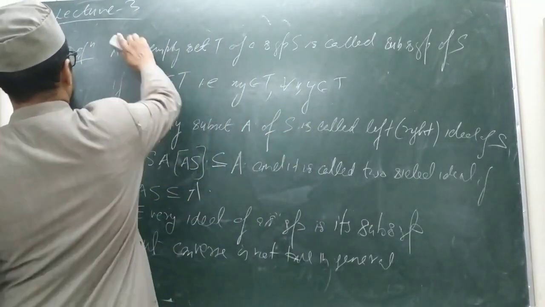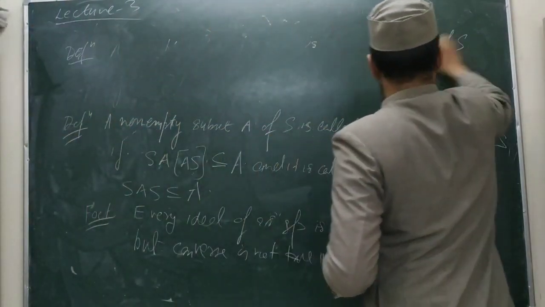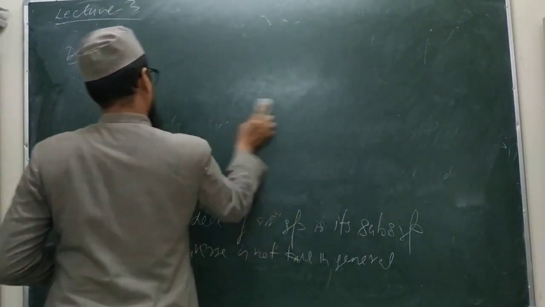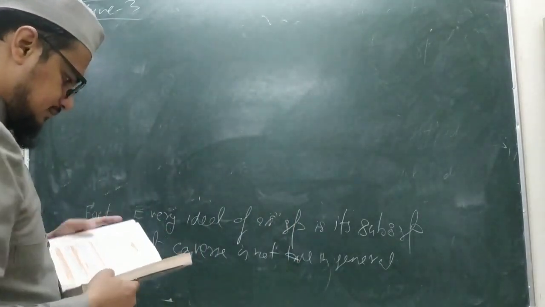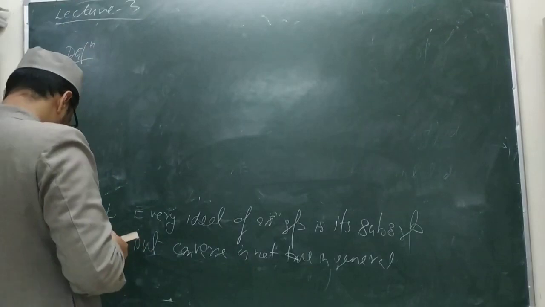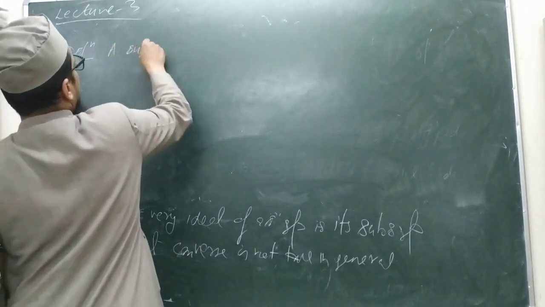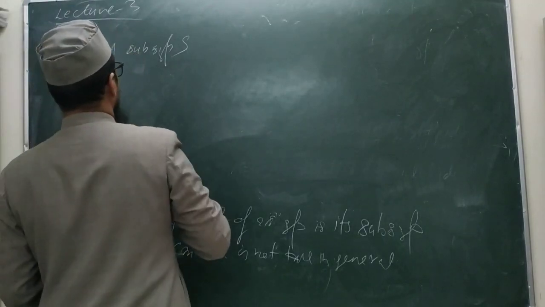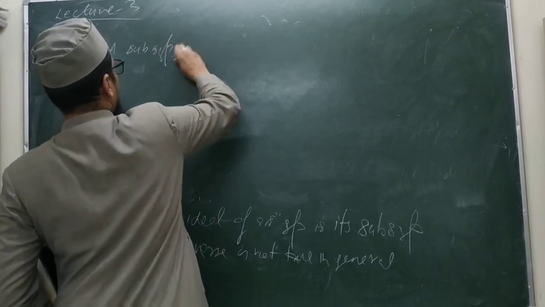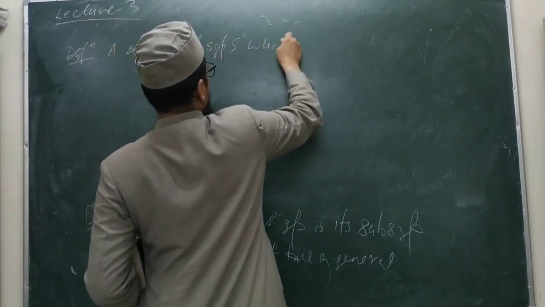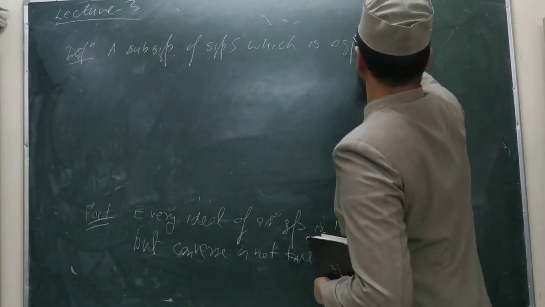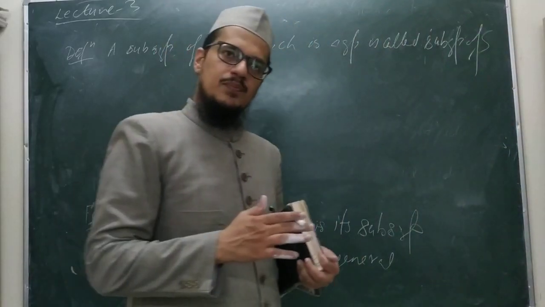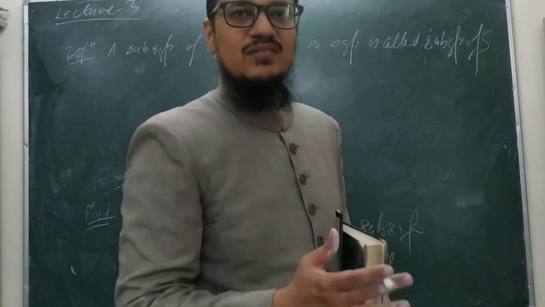Now more definitions. A subsemigroup of a semigroup S which is a group is called a subgroup of S. Means a subsemigroup is a group with respect to the same operation on semigroup S. Then it is called a subgroup of S.